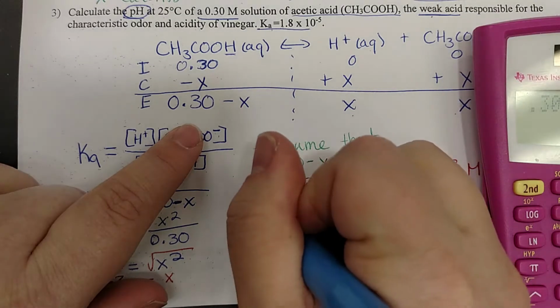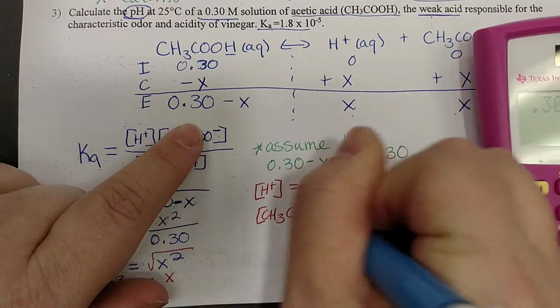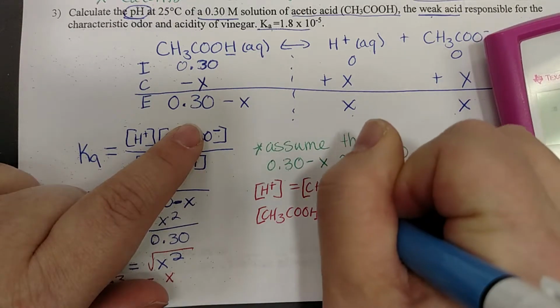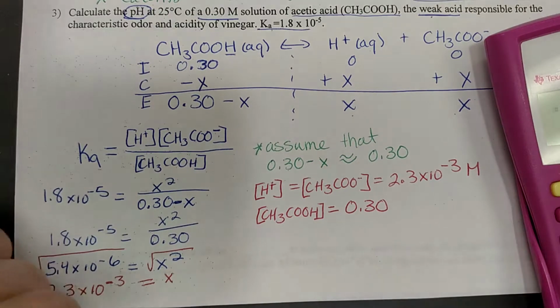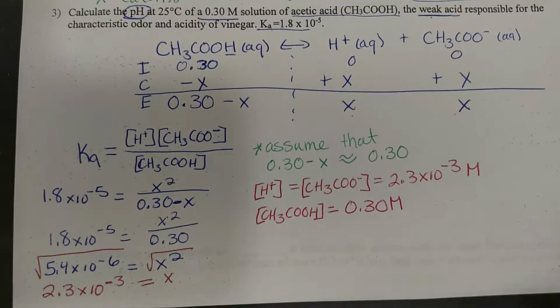So our concentration of CH3COOH at equilibrium is still 0.30 molar. So that doesn't change. It's kind of odd, but it isn't.